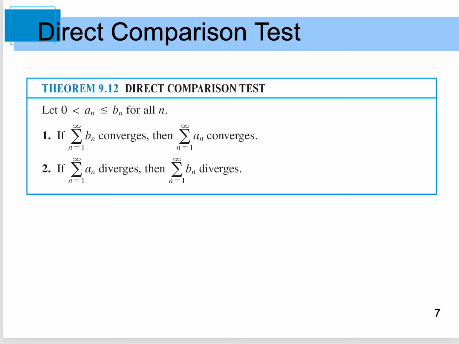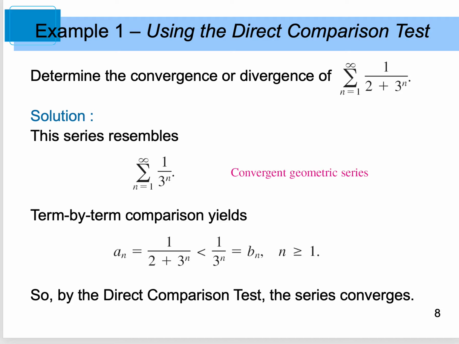So if I say that I'm using this test, if B sub n converges and the sequence that I'm comparing it to is smaller, then A sub n has to also converge. If A sub n diverges and it's less than the other comparison, then that's also going to diverge.